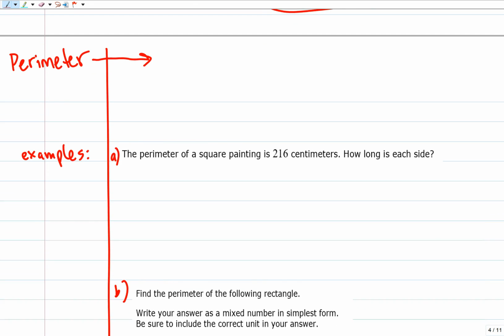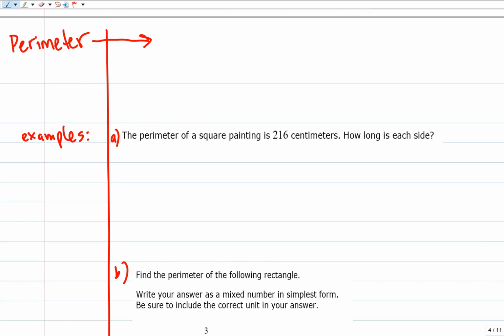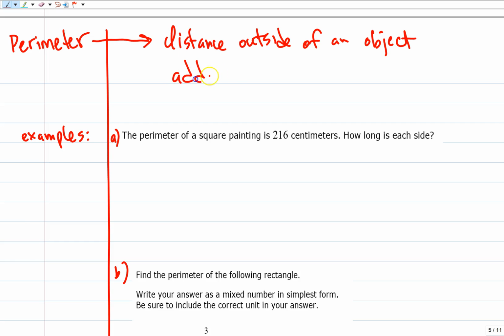Now we're going to be looking at some shapes and some other relationships. More specifically, when I have a polygon and we need its perimeter, the perimeter is basically the distance outside of an object. So the way that we get that distance is we basically add all the sides. Or we could say it's the sum of the sides.